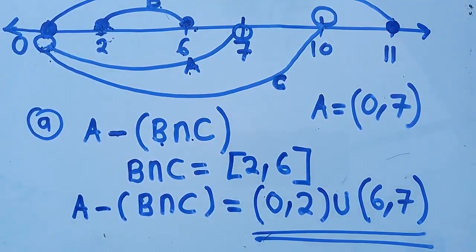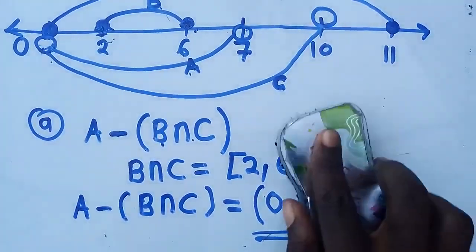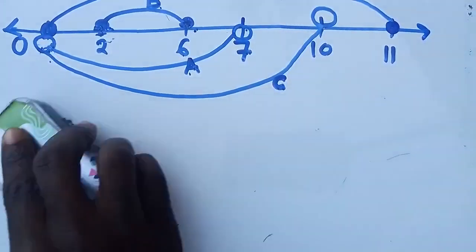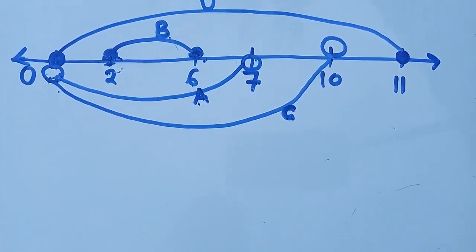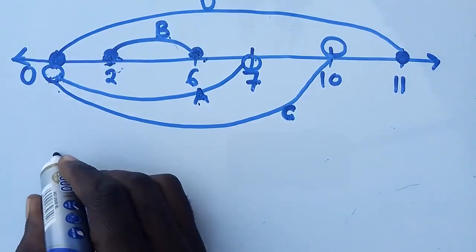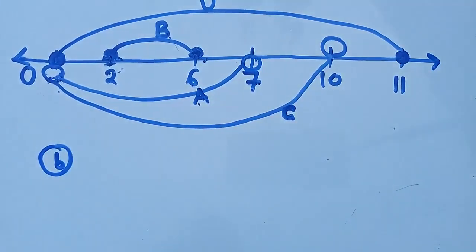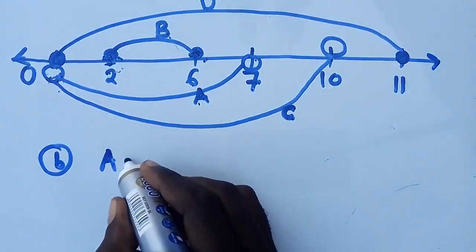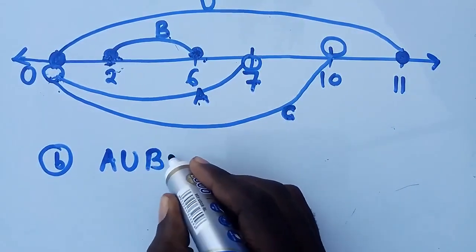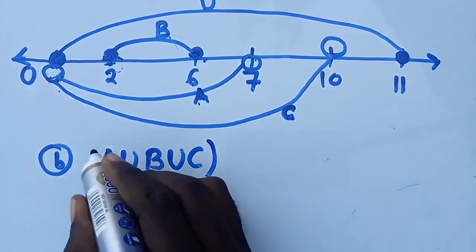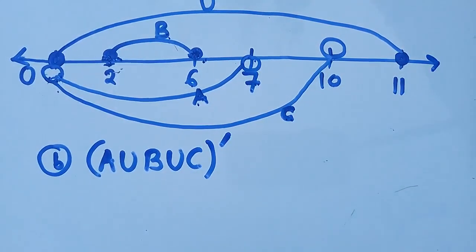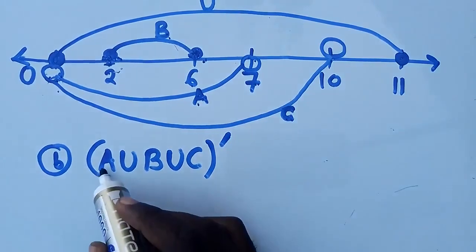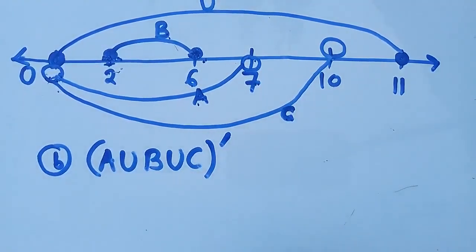Let us now move to question B. So we'll be using this same diagram. This is the very diagram that will help us answer all the questions which we were given. What was B saying? B was saying A intersection B intersection C, like this. Then there was a complement there. Complement means you take A, B, C and remove them. What are you going to remain with?